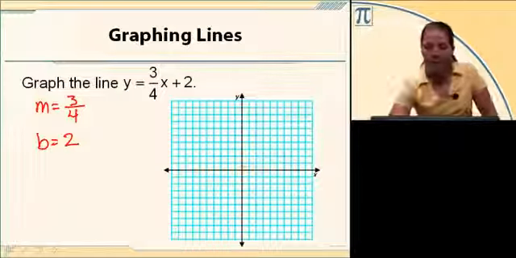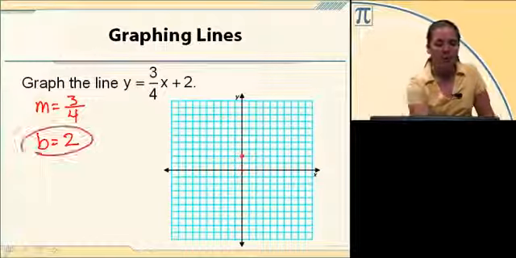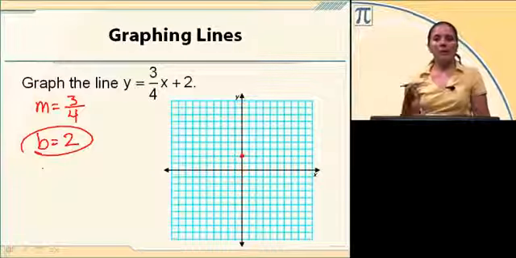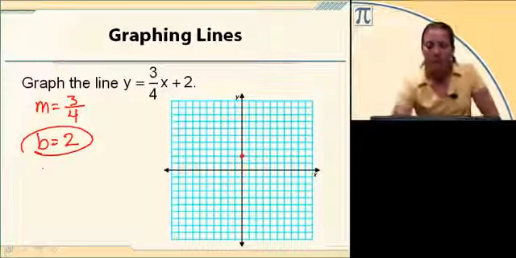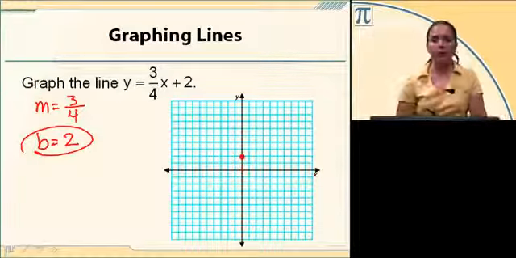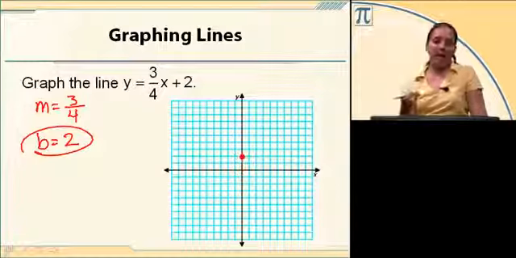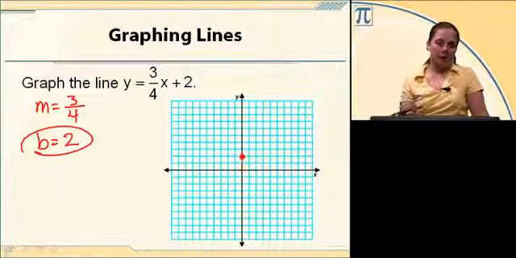So start at the origin and then go up 2, since b is 2. If it's a negative 10, you go down 10. That's where your starting dot would go. Here I went up 2 because b was 2. And then from b, move in the direction of the slope. The slope is up 3, right 4.